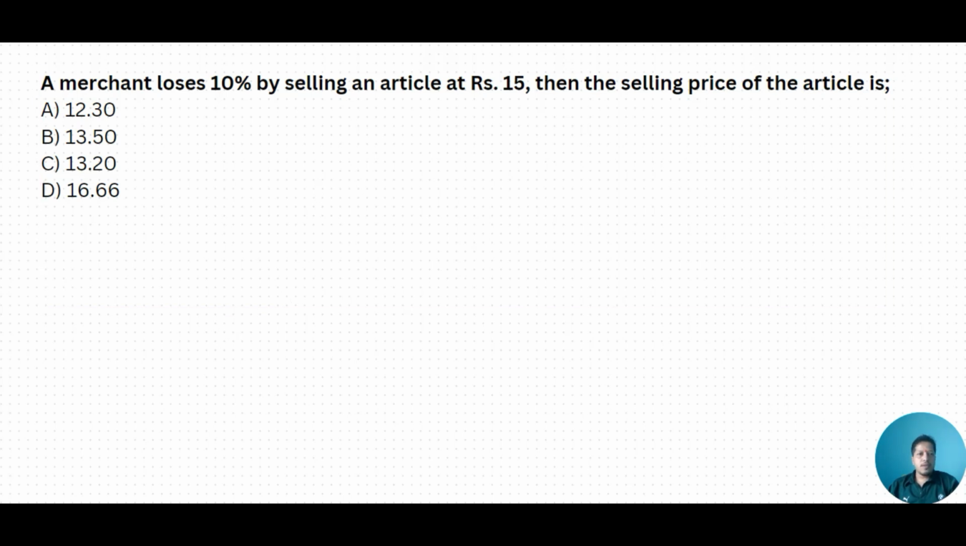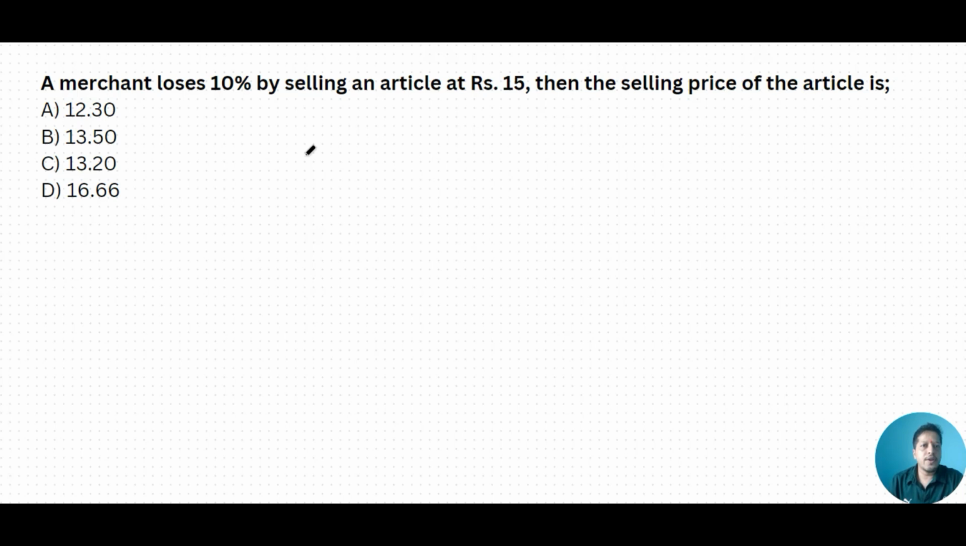Okay, let us look at this question. A merchant loses 10% by selling an article at rupees 15. Then the selling price of the article is 12.3, 13.5, 13.2, 16.66. We have 4 such options. See, the merchant loses 10%. That means he loses 10%, right?